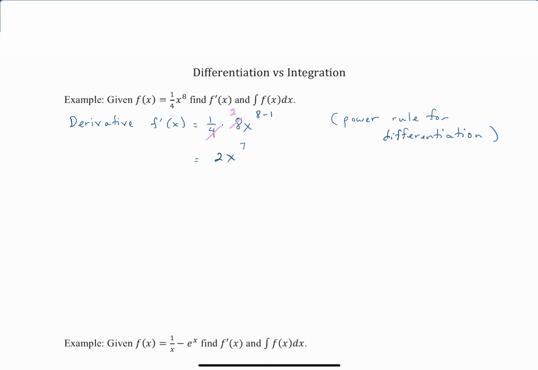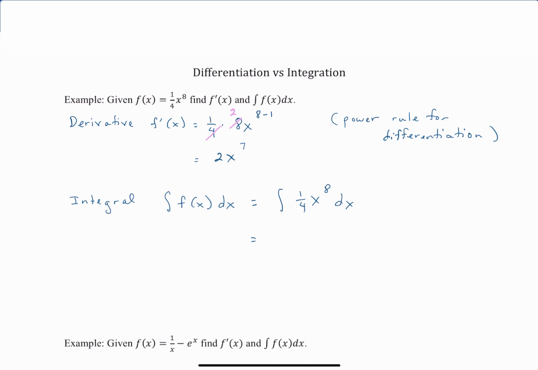After that, we're asked to find the integral. So integral f of x dx. Don't forget to put both the integral sign and the dx. Okay, so in this case, we're integrating 1/4 x to the 8th dx. Don't forget the dx. Now we use the integration rules that you find in chapter 5.